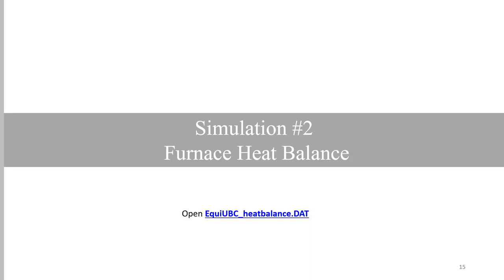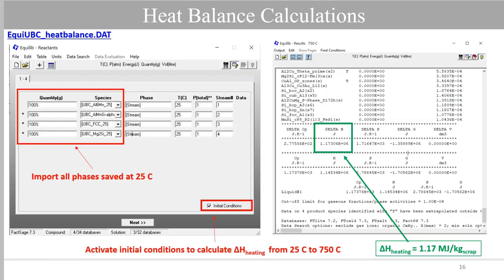So now we're going to move on to the second simulation, which is the furnace heat balance. You can open equi-ubc heatbalance.dat. When you load the example, you're going to see all your phases imported at 25 degrees Celsius. Here you have to select initial conditions if we want to calculate the delta H of heating, so the enthalpy of heating from 25 degrees Celsius to 750. If you click on next, you can enter 750 in the temperature box and hit calculation. Now after calculation, you can see the result here.